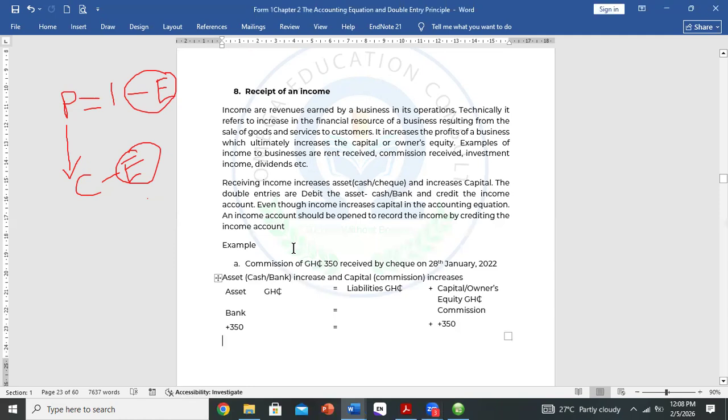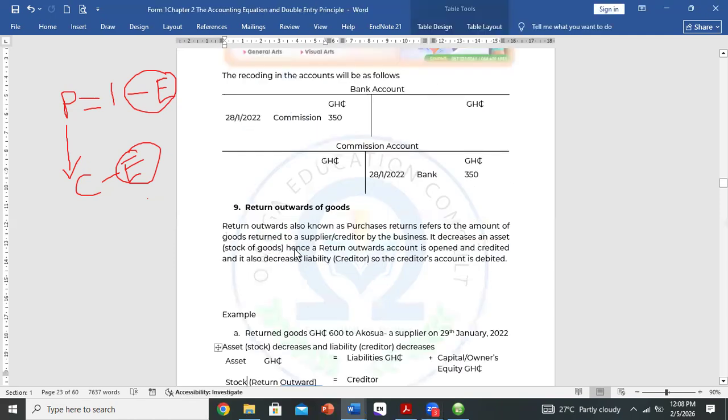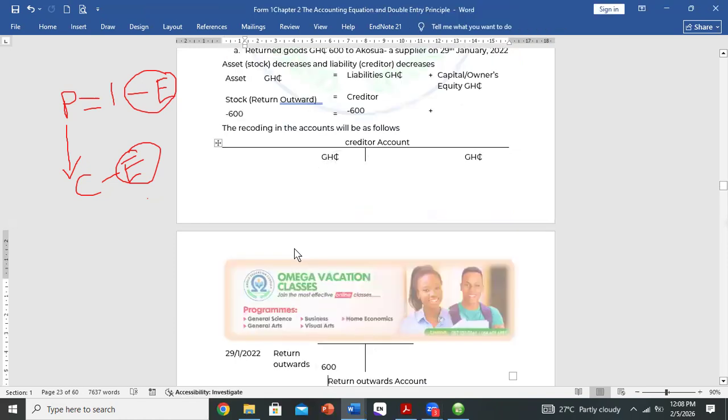We have number 9, return outwards. And I want my professors to appreciate this return outwards, because they came up with the tables. Okay, Nicole has a question. Let's hear.